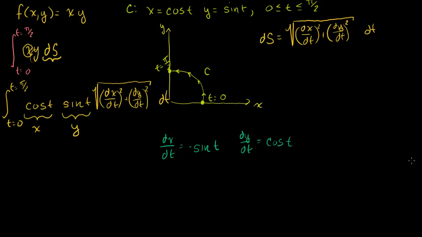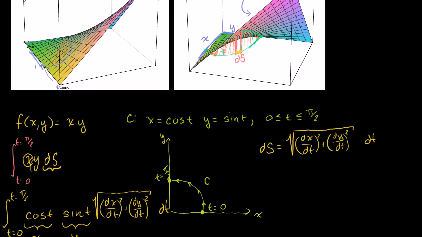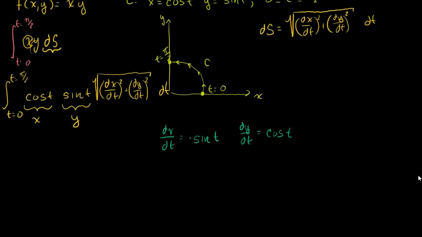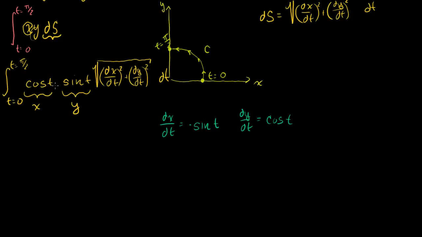Remember, we're just trying to find the area of this curtain that has our curve here as its base and has this surface as its ceiling. So we go back down here. Let me rewrite this whole thing. So this becomes the integral from t equals 0 to t equals pi over 2.